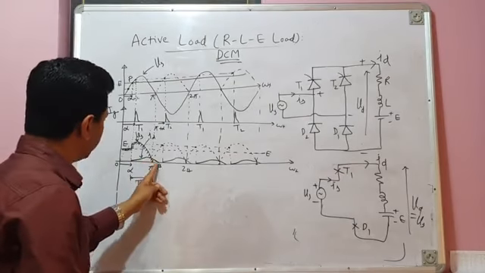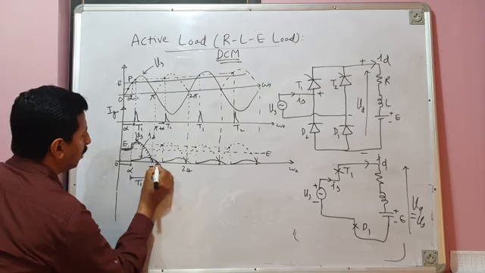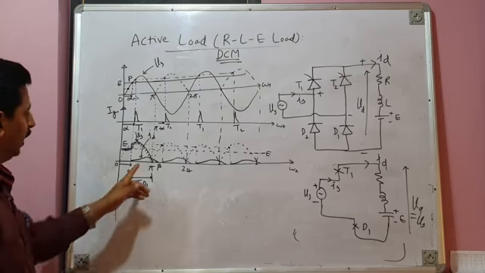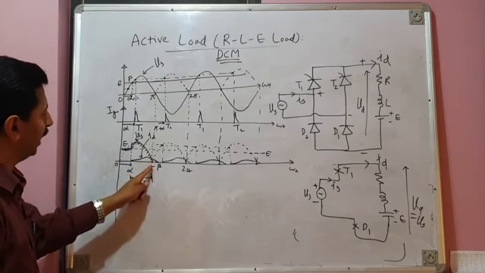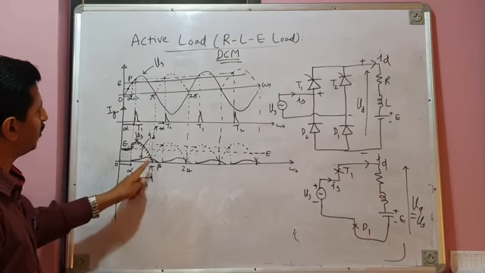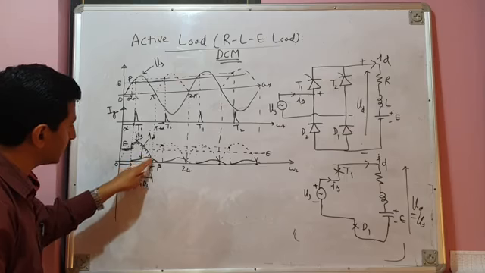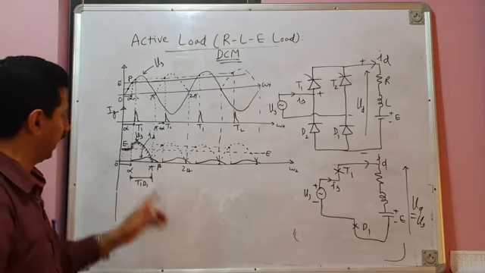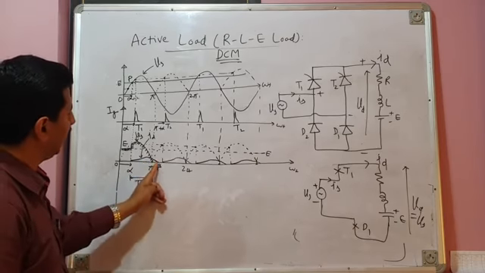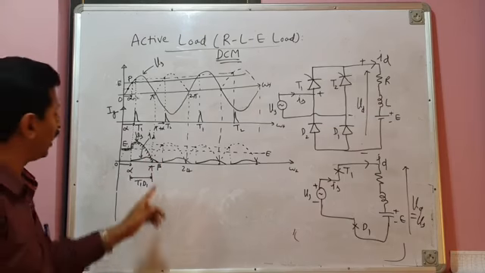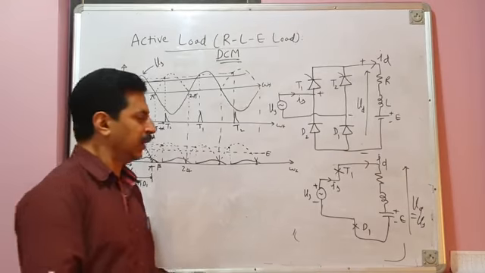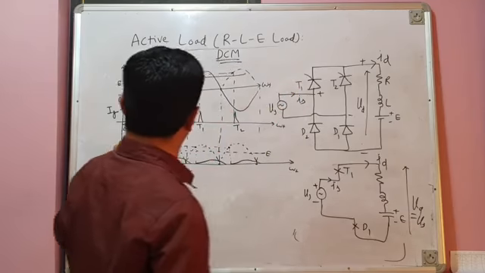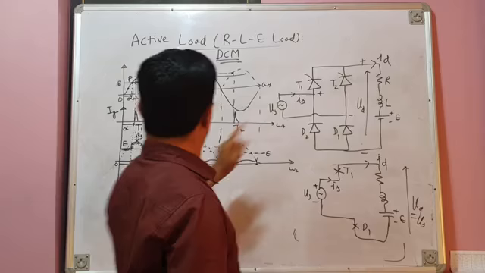So what happens from pi to beta? Now you can see from pi to beta, current is still flowing. At omega t equal to pi, source voltage becomes 0, load voltage also becomes 0, but load current is not 0. Your inductor is still releasing the energy and it has not yet released all the energy. It takes time. So beyond pi up to beta, current is still flowing. From pi to beta, it's very interesting. Since source voltage has become 0, load voltage has also become 0, but current is still flowing.